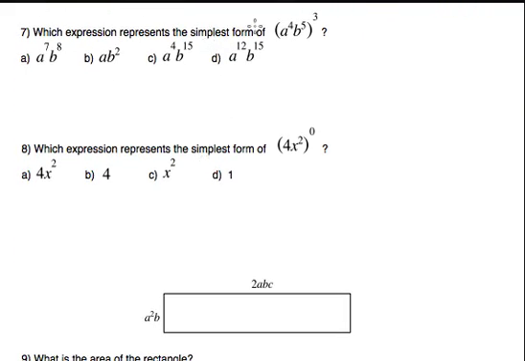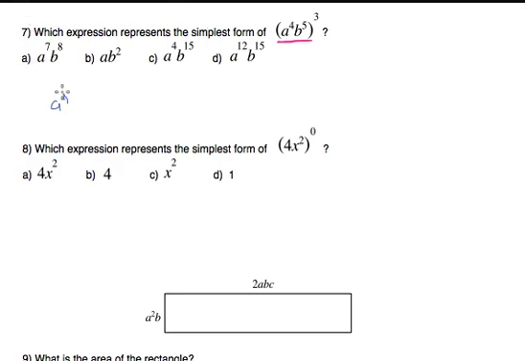Number 7, same thing. A to the 4th times b to the 5th, and we're taking this entire value and multiplying that 3 times. Now, it's important to realize that if we do this, we're taking a to the 4th times b to the 5th, and then multiplying this by a to the 4th times b to the 5th, and then we're doing that again, a to the 4th times b to the 5th.